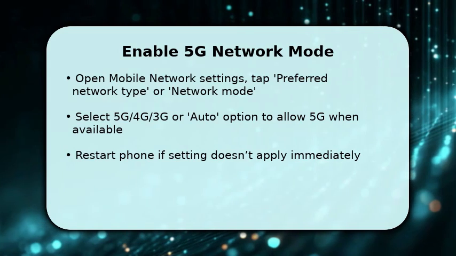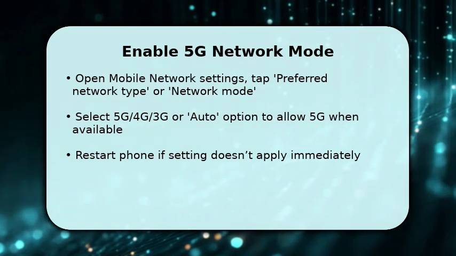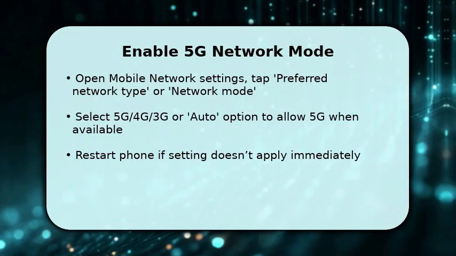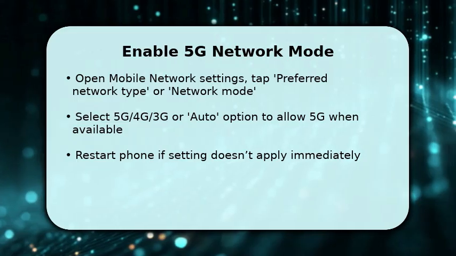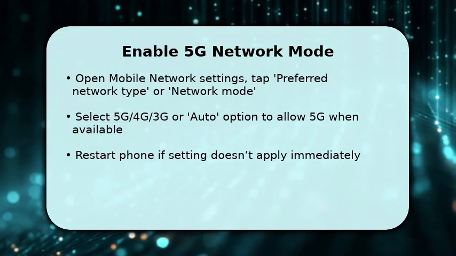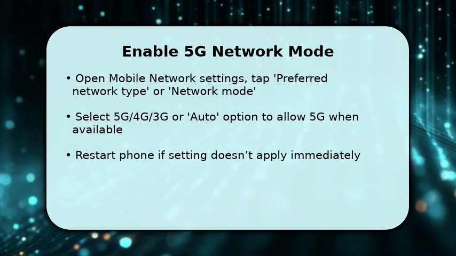You now change the network mode. Navigate to Mobile Networks and choose Preferred Network Type. Pick 5G/4G/3G Auto or a 5G first option so the phone uses 5G when available but falls back to 4G otherwise. This balances speed and battery life.